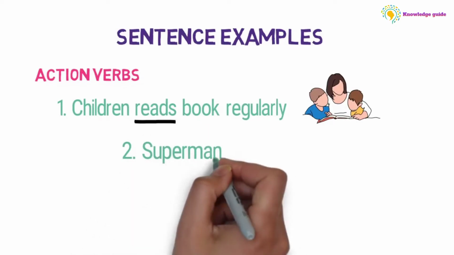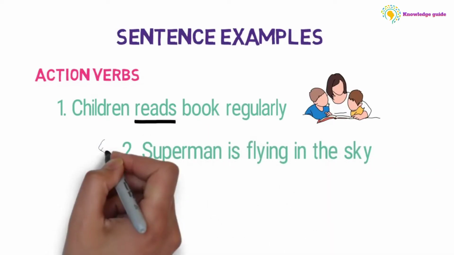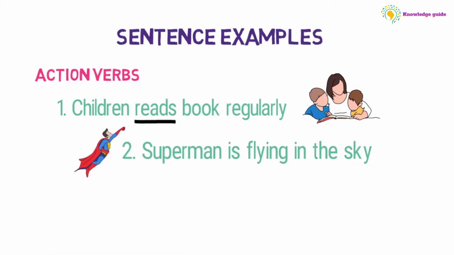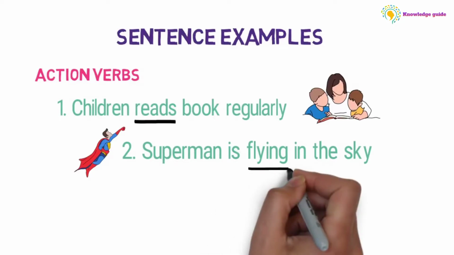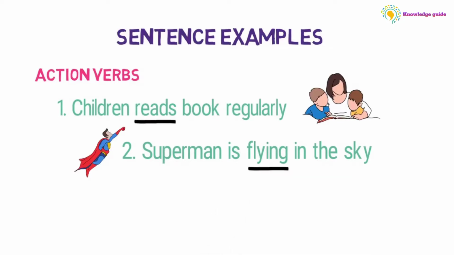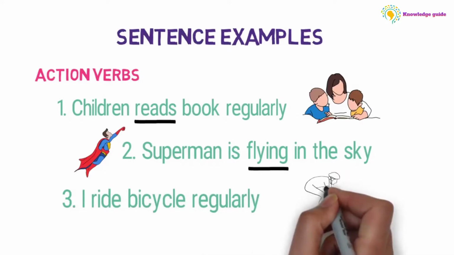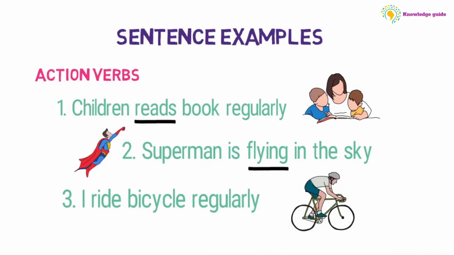Superman is flying in the sky. So here what is the man doing? Superman is flying in the sky, and thus the action verb is flying. I ride a bicycle regularly. Here the boy is riding a cycle, and thus ride is an action verb. So friends, hope you have understood.